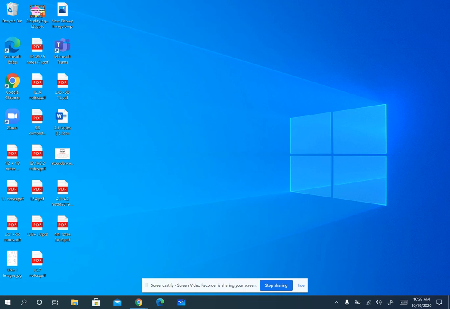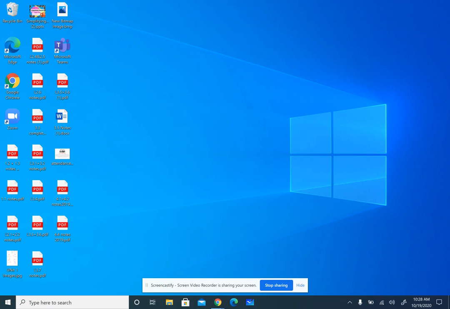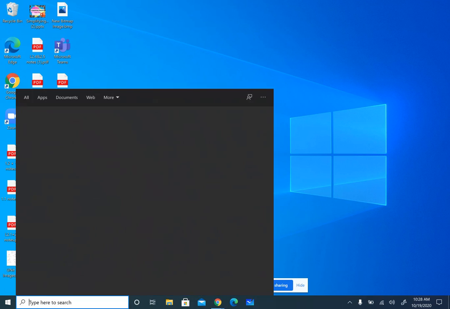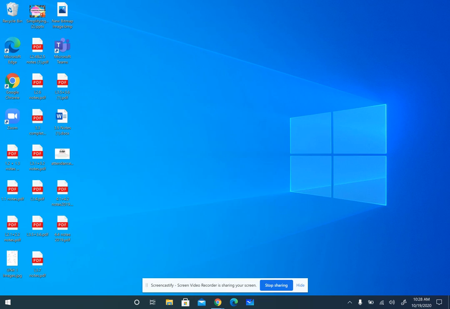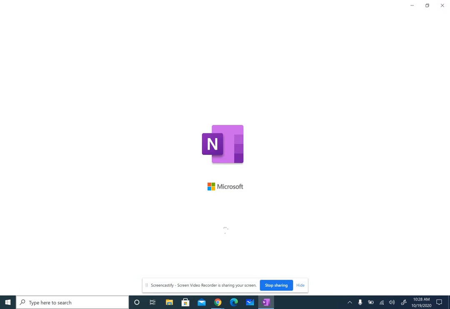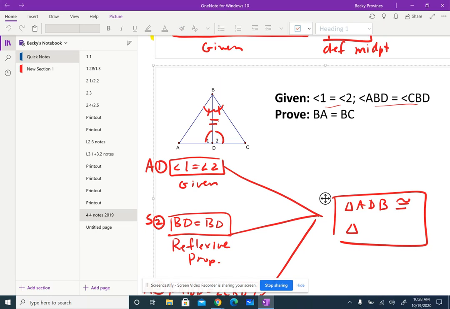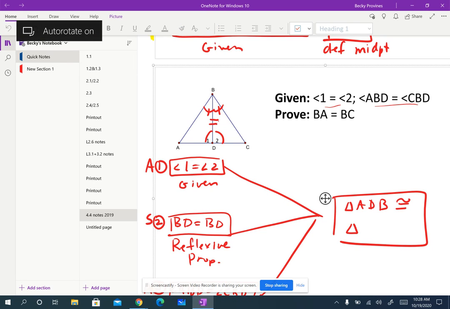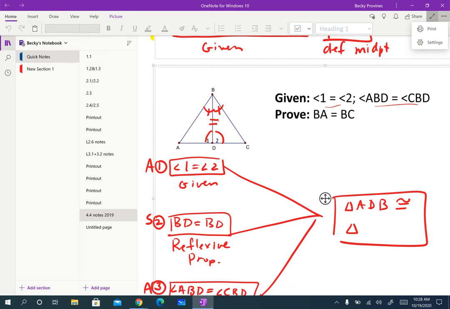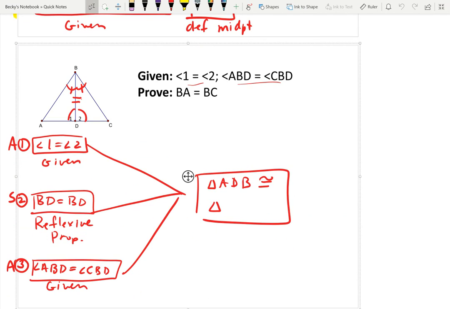Come on, pen. Oh, big crash. All right. Let me see if I can get this back. It is. All right, woo, that was a close one.